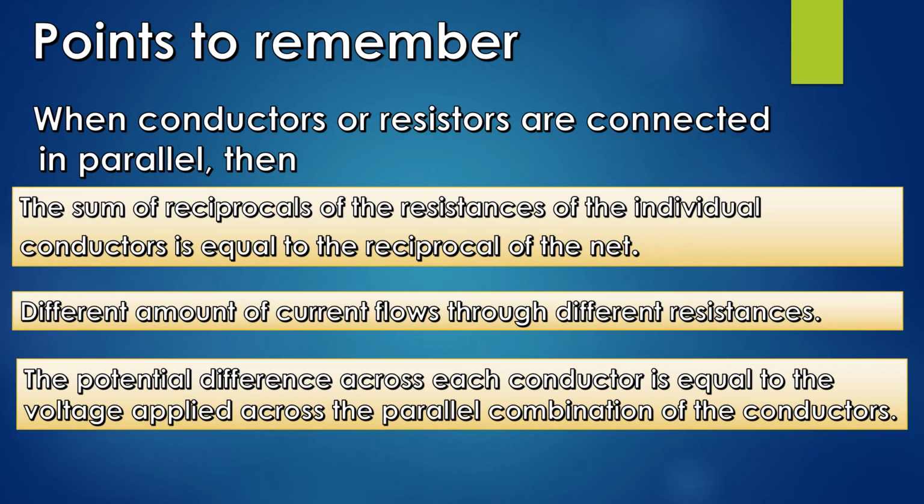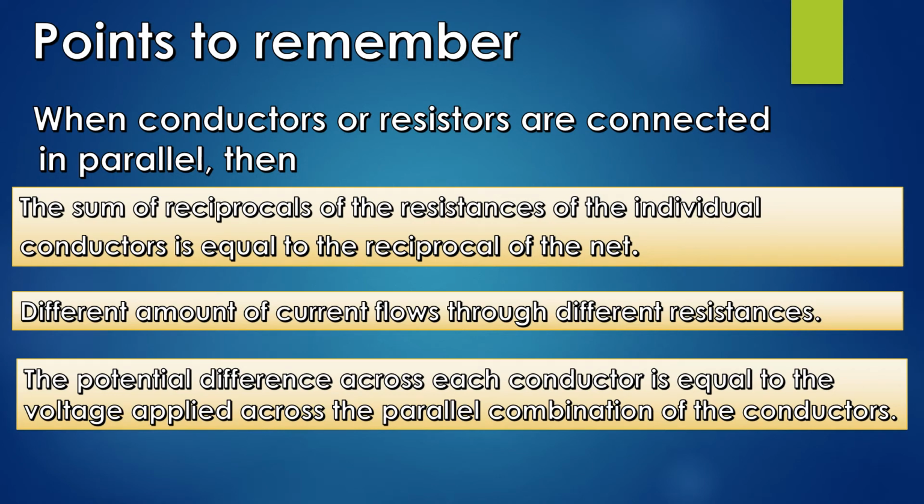Remember these points. When conductors or resistors are connected in parallel, the sum of the reciprocals of the resistances of the individual conductors is equal to the reciprocal of the net or equivalent resistance of the combination. Different amounts of current flow through different resistances. A large amount of current flows through a conductor of low resistance and a small amount of current flows through a conductor of high resistance.